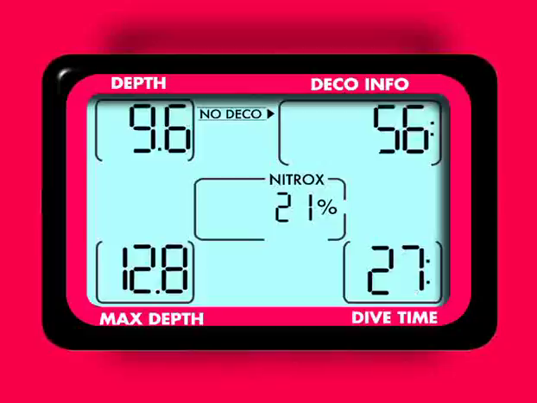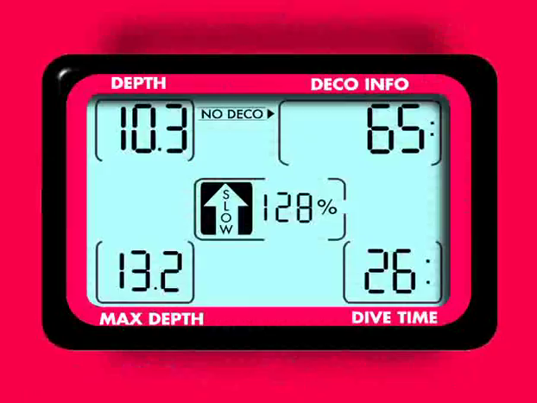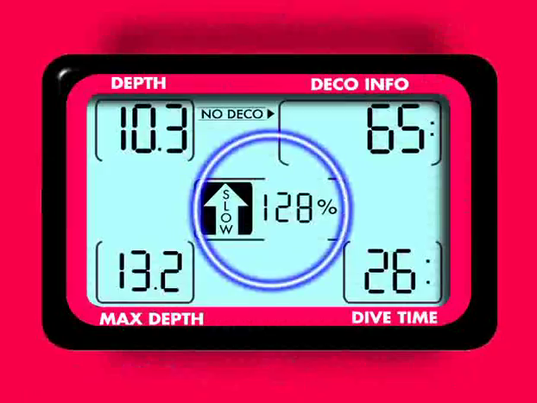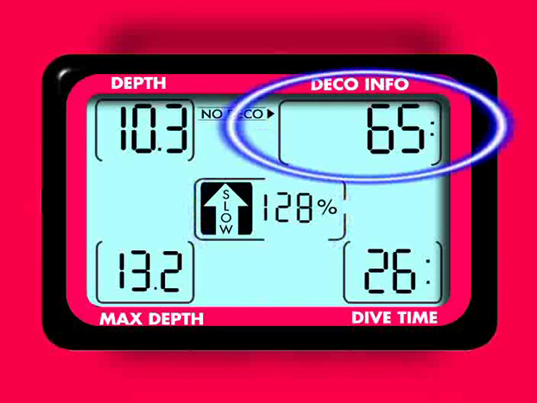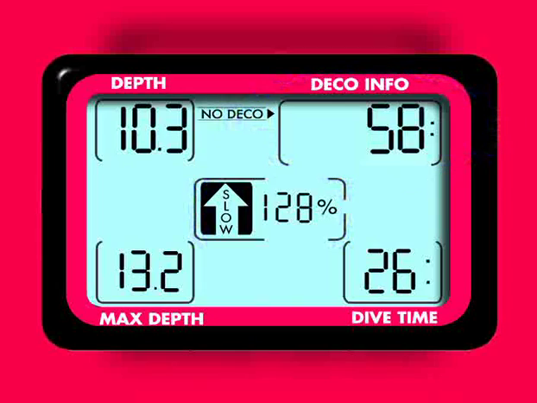All this information is updated in just a few seconds. Computers have numerous audible alarms that call your attention to important information, such as, for example, a fast ascent rate. Some computers penalize a too fast ascent rate by reducing the maximum dive time.